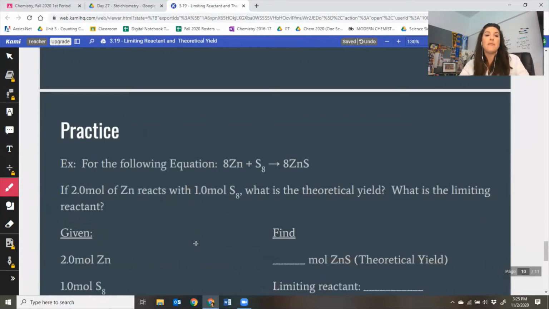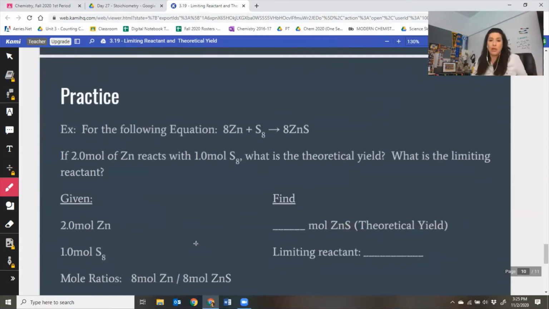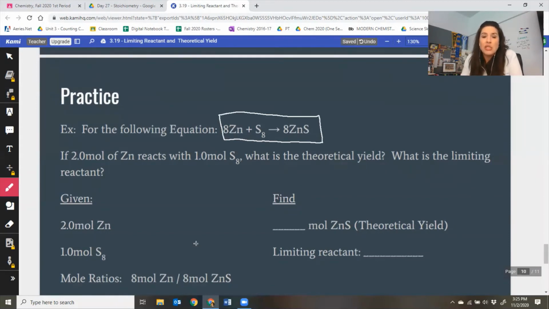So let's do the same thing now, but with a real chemical equation. So given this chemical equation, and of course we can get some mole ratios out of here as well, 8 zinc metal reacts with this sulfur, the S8 complex, to form 8 zinc bonded to sulfur. So if 2 moles of the zinc reacts with 1 mole of this S8, so I have 2 moles of this, I have 1 mole of this, how much of this product can I make? What is the limiting reactant?